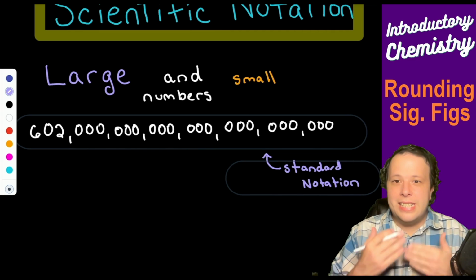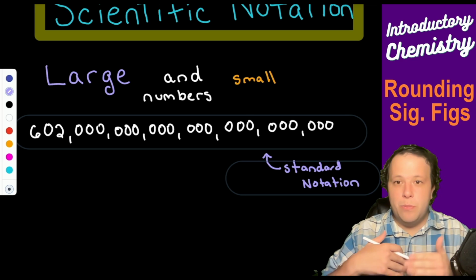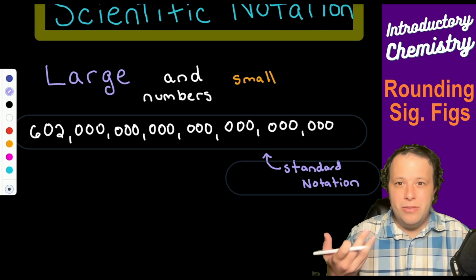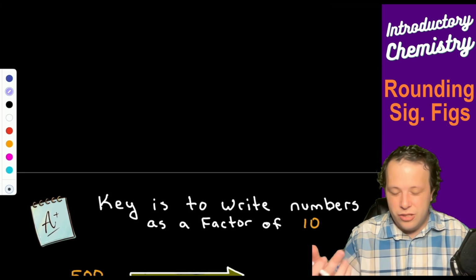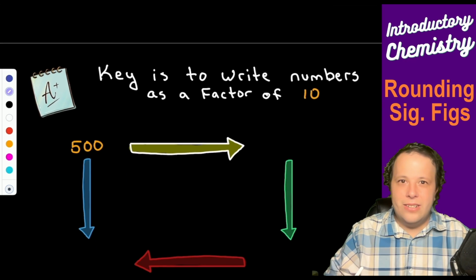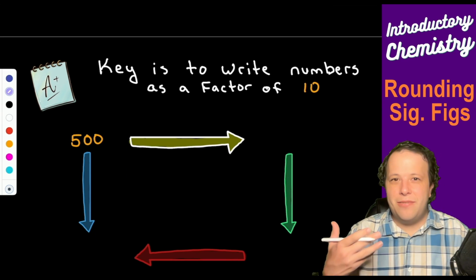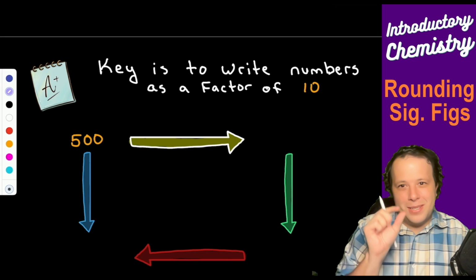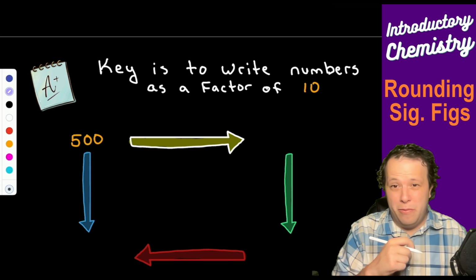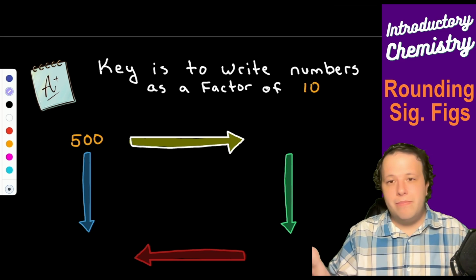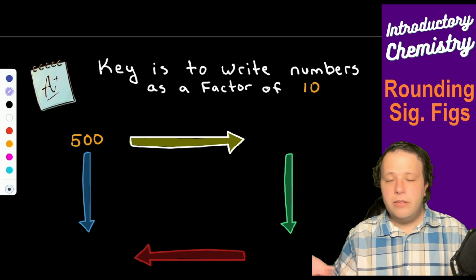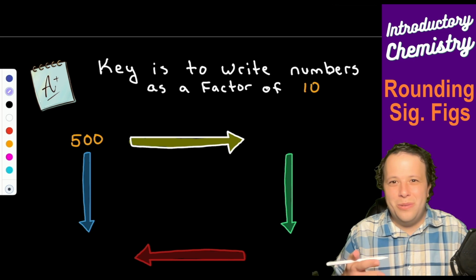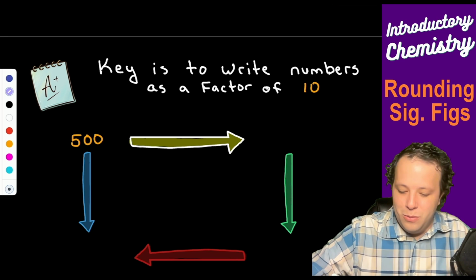What it is, is counting the number of places that you're moving the decimal. There are a couple of simple rules that we are going to be using here. The key is to write numbers as a factor of 10. So let's start small and then we'll go back up to that number before. If I have the number 500, how can you write that in factors of 10? How would you multiply to get to that number? If I could do 10 times 10 times 5, that would get you to 500.